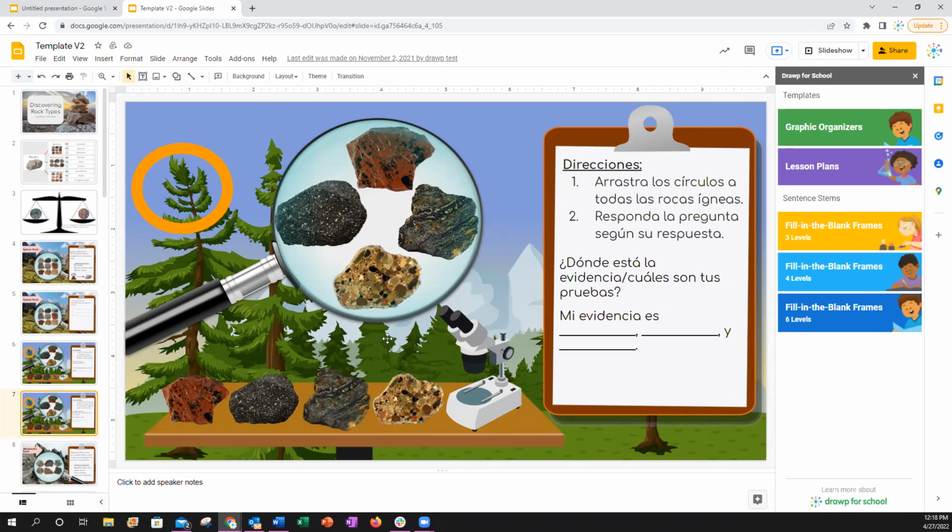So this is just an example of how the graphic organizers can be used in a lesson, and how the question frames and sentence frames from the fill in the blanks frames language scaffolding tools can be used. And that's all that we have today.